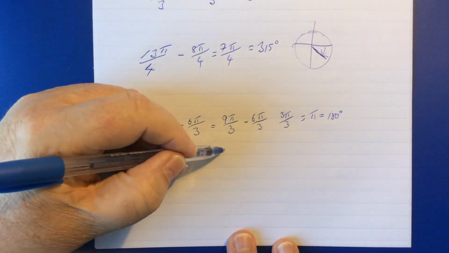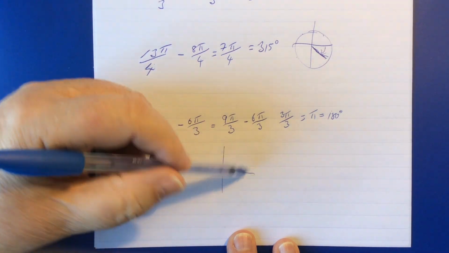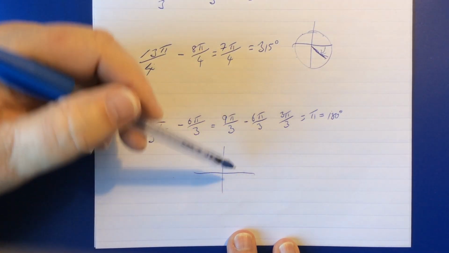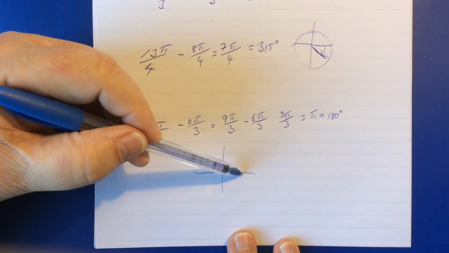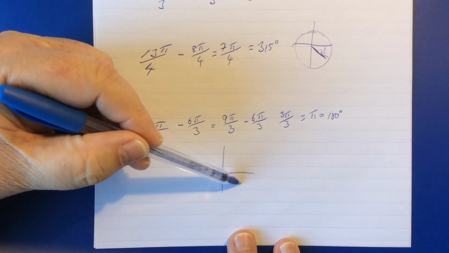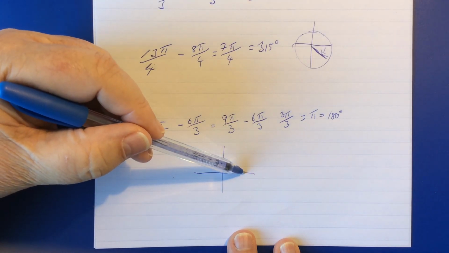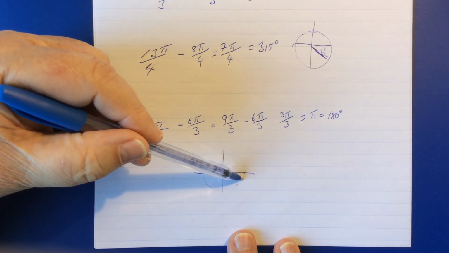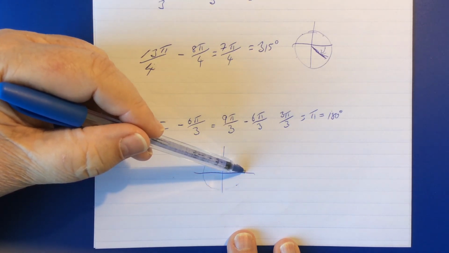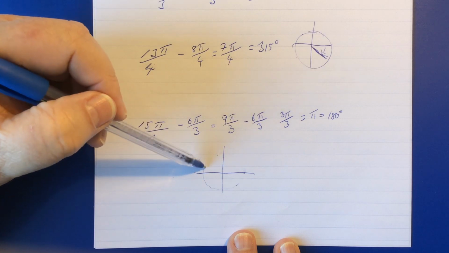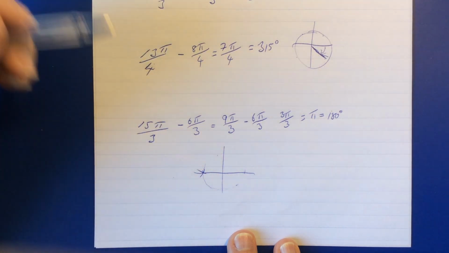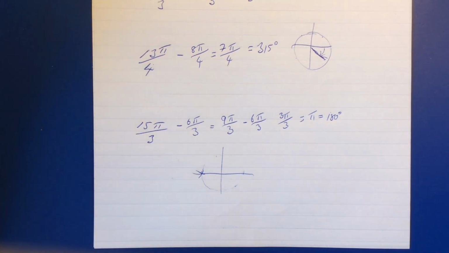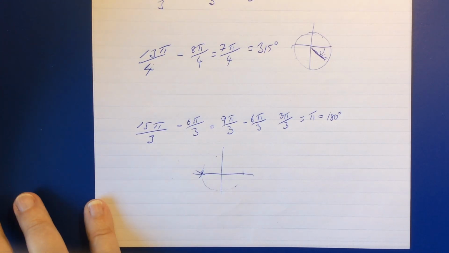Again, I think I might just draw this now. Let's start here. We're looking for 15 pi on 3. There is 6 pi on 3 to there. There is 12 pi on 3 to there. And there is 1, 2, 3 pi on 3 to there. That's how we get to that.